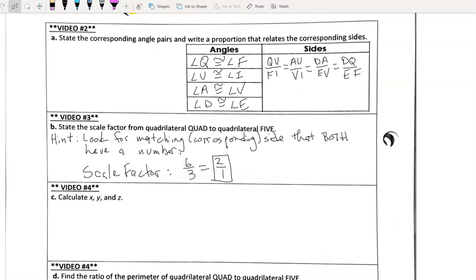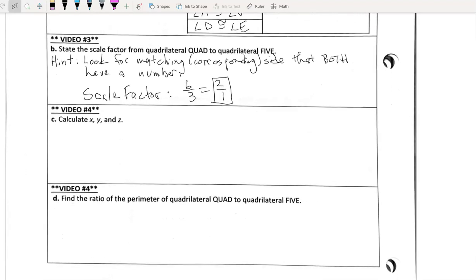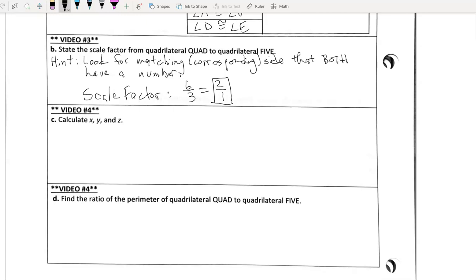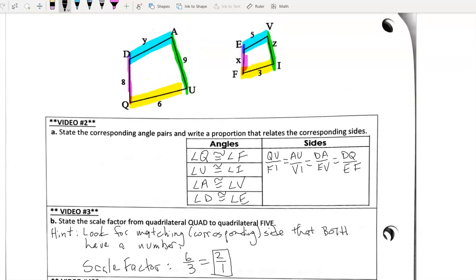It's a little bit more straightforward since it's 2 to 1, but I'm going to go ahead and show you all the different steps that we'll normally take when it's not as obvious. So we want to calculate x, y, and z. I'm going to start with the scale factor that we found in part B, every time we solve for one of these three variables. So I'm going to start with 2 to 1, and then let's see where x is up here. X is on EF, so that's going to match with DQ.